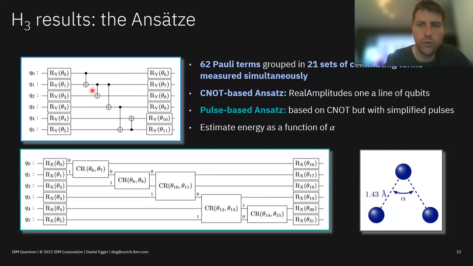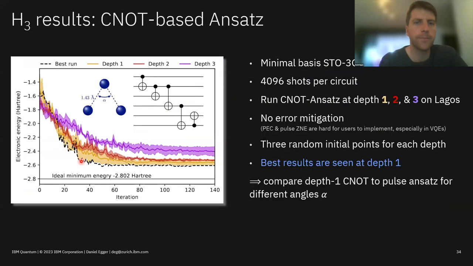We used the chip IBM Lagos for this, which is a 6-qubit device. And we looked at a depth one variational form for the CNOT-based ansatz shown here, and then also a depth one ansatz for the pulse-based, which is shown here. You can see that they more or less have the same structure, and that is intentional in order to have a fair comparison.